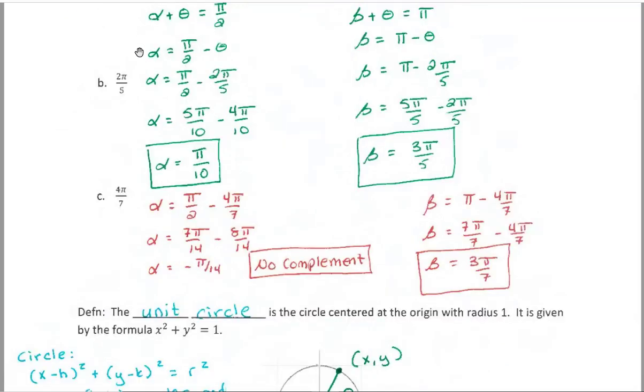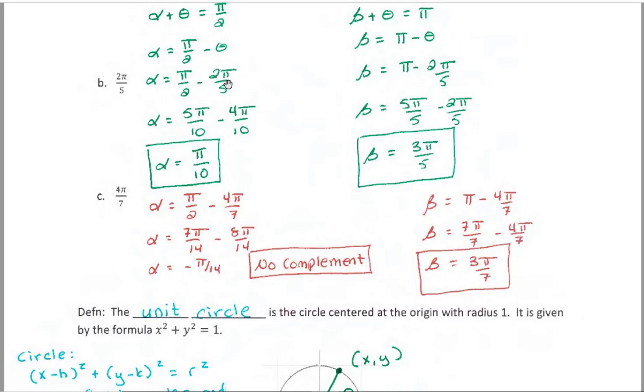Now let's do it in radians. If I wanted to find the complement and the supplement of 2 pi over 5, well, alpha plus theta equals pi over 2 to get that complement. So the complement will be pi over 2 minus theta, which is 2 pi over 5.